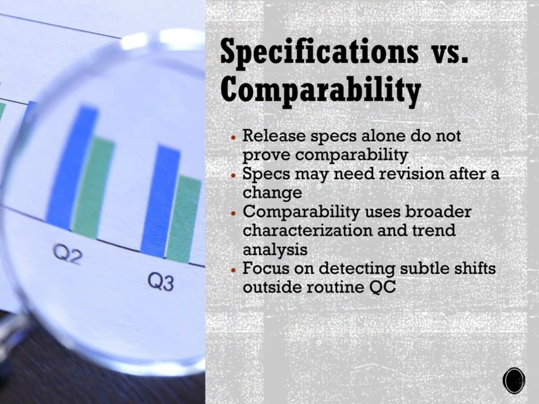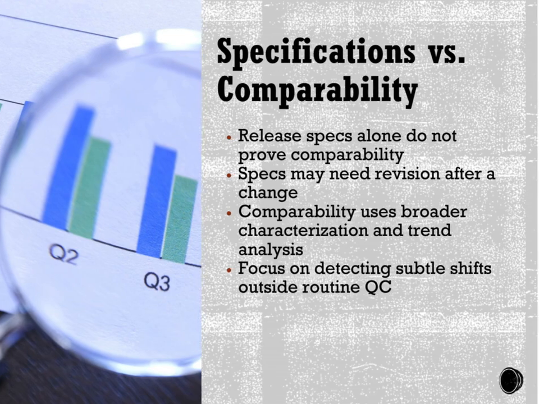Q5E draws a bright line here. Routine release specifications do not by themselves prove comparability. Passing specs only shows the product meets minimum quality thresholds. Comparability requires a wider characterization lens plus trend analysis against historical variability. Sometimes specs may need revision after a change, but widening specs is discouraged unless you can justify why the broader range still protects safety and efficacy. So think of release specs as a subset of the comparability evidence, not the totality.